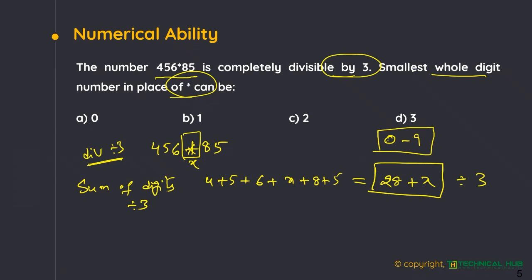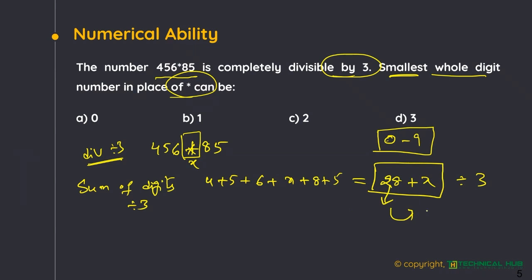Here, if you observe carefully, 28 is not divisible by 3, right? Now, after 28, what is the next number which is exactly divisible by 3?